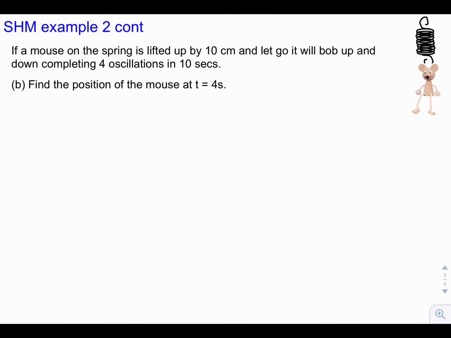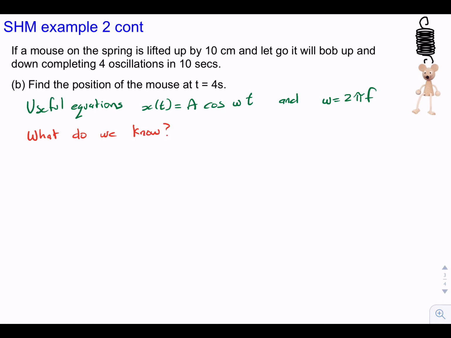The next part of the question asks us to find the position of the mouse at time equals 4 seconds. Let's write down some useful equations again. The position as a function of time, A cos ωt, ω equals 2πf. So what do we know? We know our frequency, we calculated that on the previous slide, and that equals 0.4 Hertz.